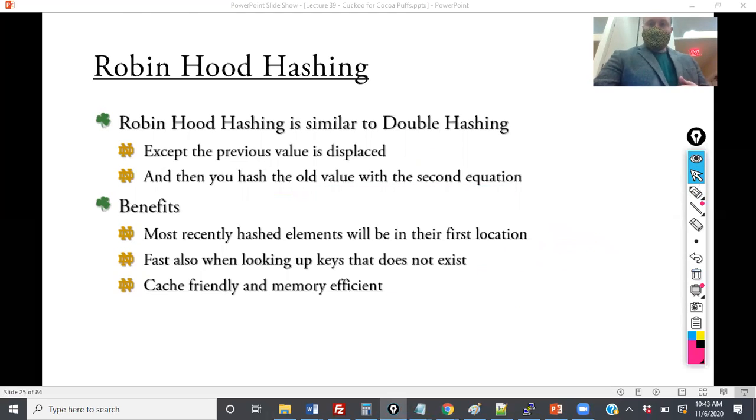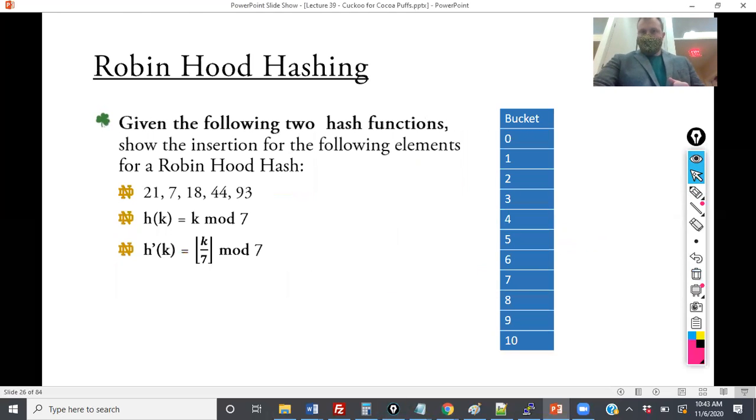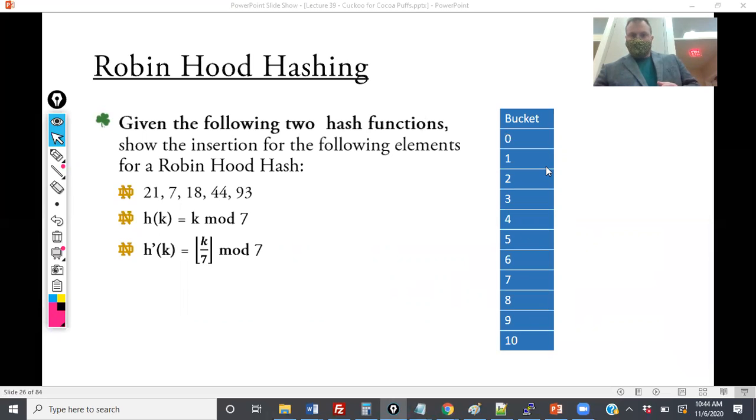All right, so let's go through a couple of examples of that. I'm going to move the chat over here and move Epic Pen over here. What I would like to do is work through two hash functions and show the insertion for the following elements: 21, 7, 18, 44, and 93 for a Robin Hood hash.